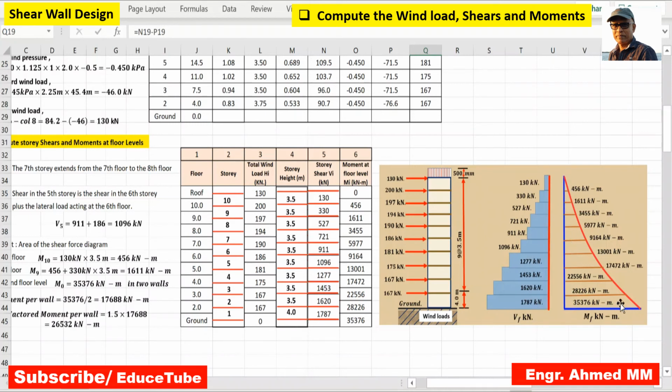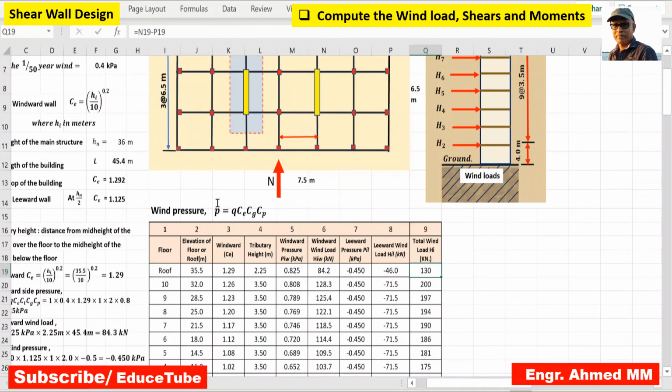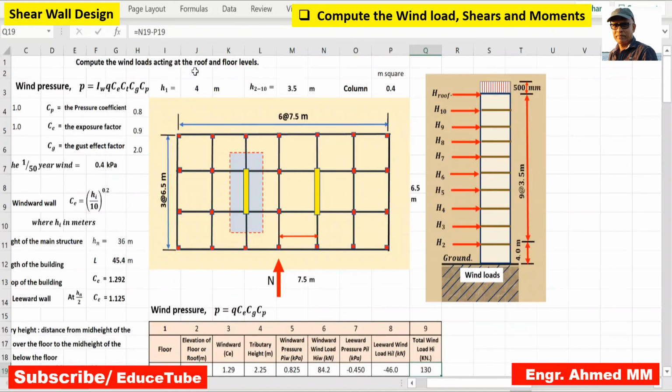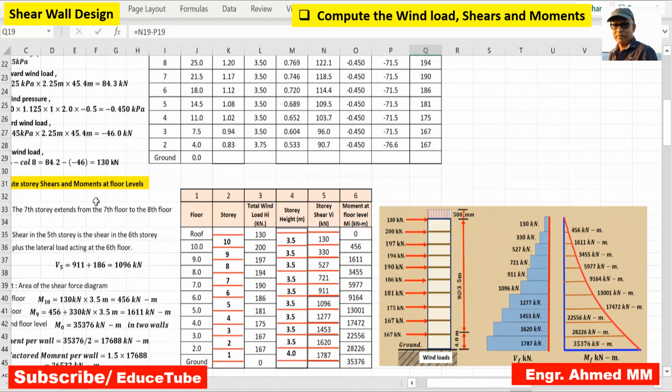Now for this one, this is moment. At the tip, the top, it is 0, then 456, then 1611, then 3455. So this is the diagram for the moment. So we are done finding the wind loads. As I have said, we will find the wind load acting at the roof and the floor level. Here I have mentioned this. As well, we calculated the story shears and moment at floor level.